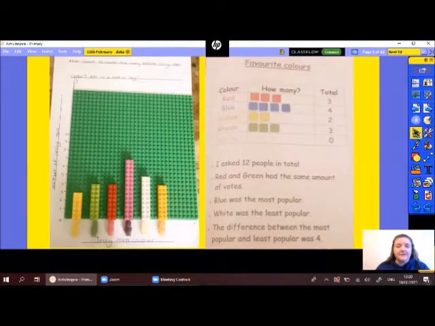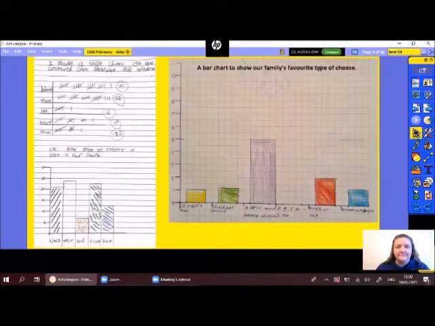We've received lots of charts this week and they're all looking amazing. We've got some that have been drawn on paper, we've got some using the computer, and some using things like Lego to help make our charts clear. We've got some more here as well. And you've all thought about really interesting questions to survey, including your family's favourite type of cheese.